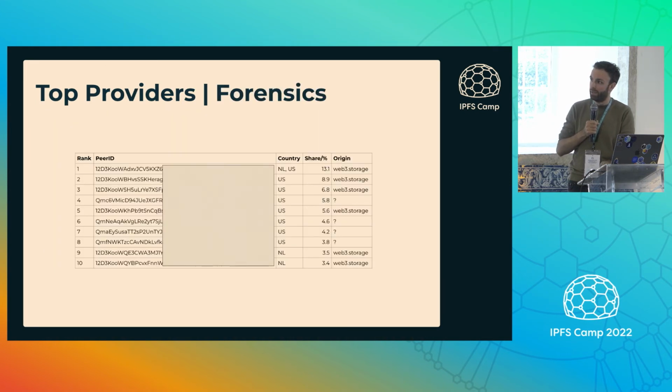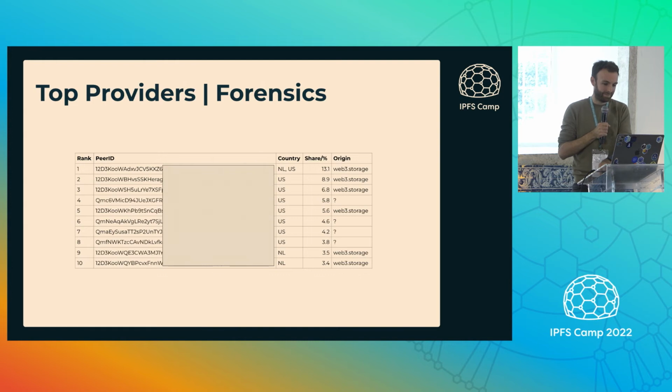And if we look at them a little closer, some top providers, forensics here, these are again the ranks and then the peer IDs and so on. We can see that many of them I was able to map to web3.storage, but there are a couple of ones that I'm not sure where they belong to, so we could do another forensic session and find out who they are. And yeah, 50% of all provider records are provided by these peers there. So probably some centralization concern, perhaps.